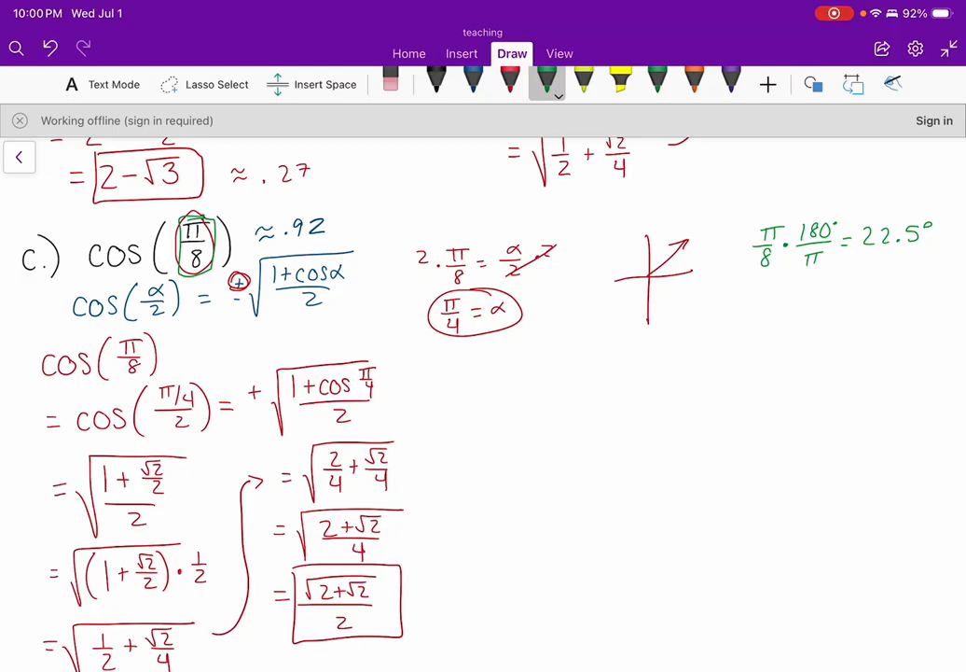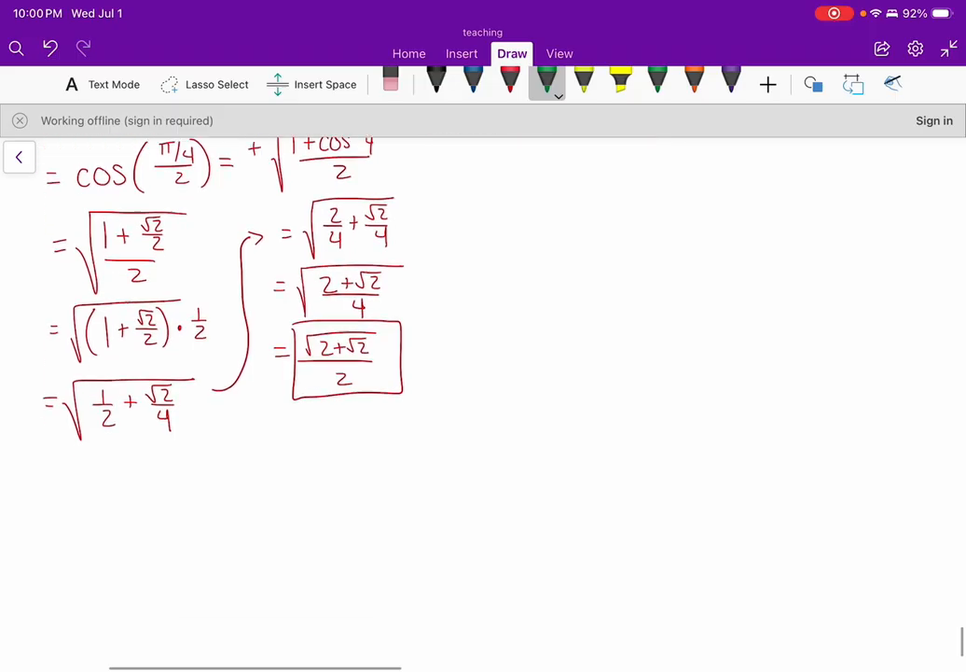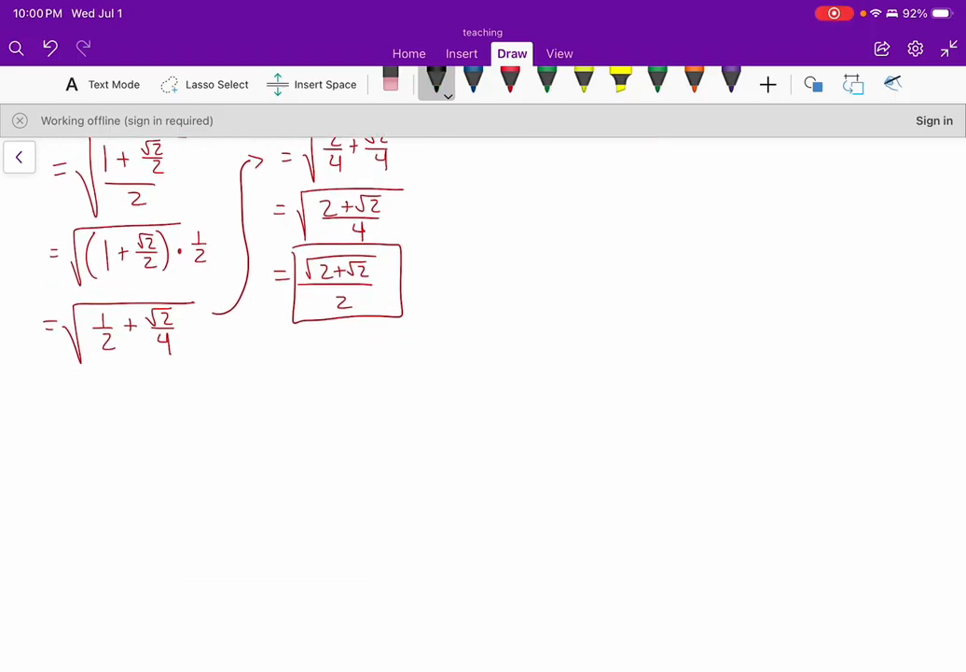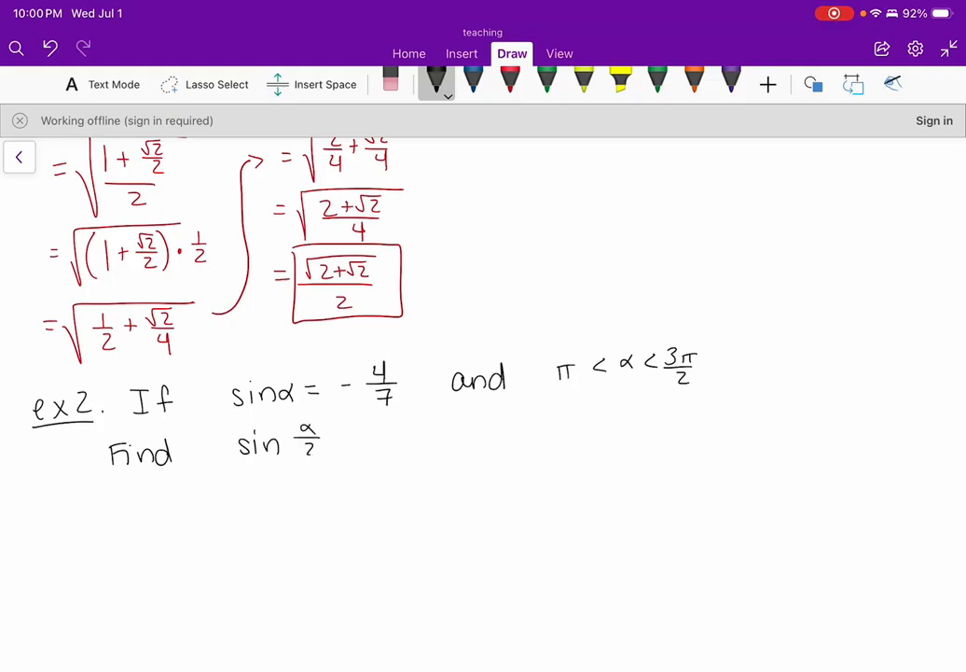So now we're going to do a different type of identities problem, but still with the half angle identities. So this is example 2. This one says if sine alpha is equal to negative 4 over 7 and alpha is between pi and 3 pi over 2, we want to find sine alpha over 2, cosine alpha over 2, and tangent alpha over 2.